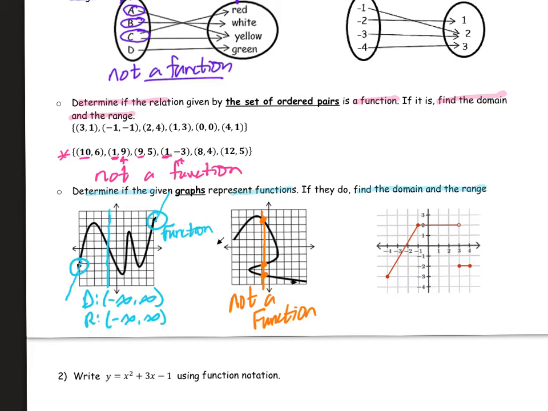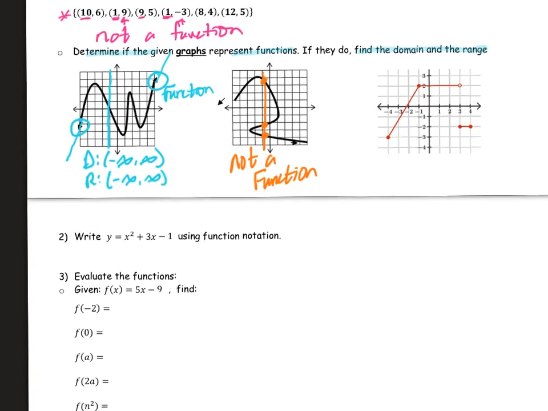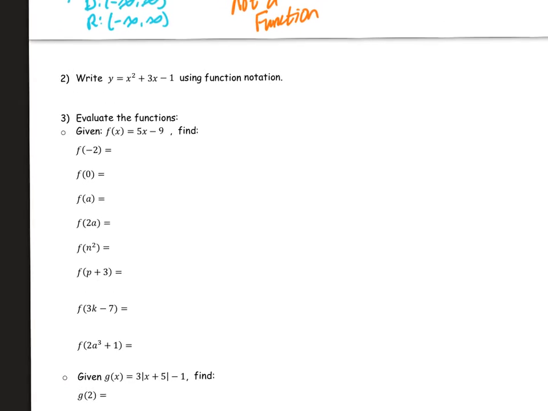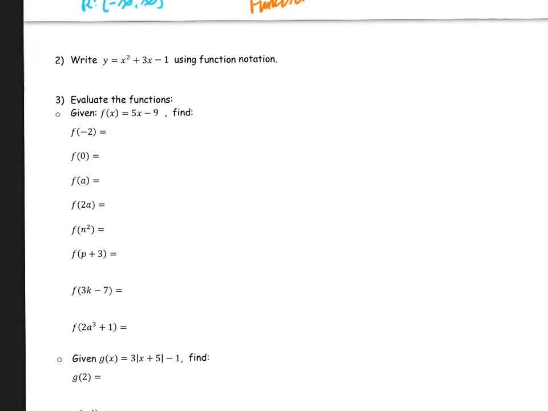Great, awesome. So we're gonna do the other one in a little while, and we're gonna go ahead and move on to the second page here. Here we go. Okay, you guys are doing great.